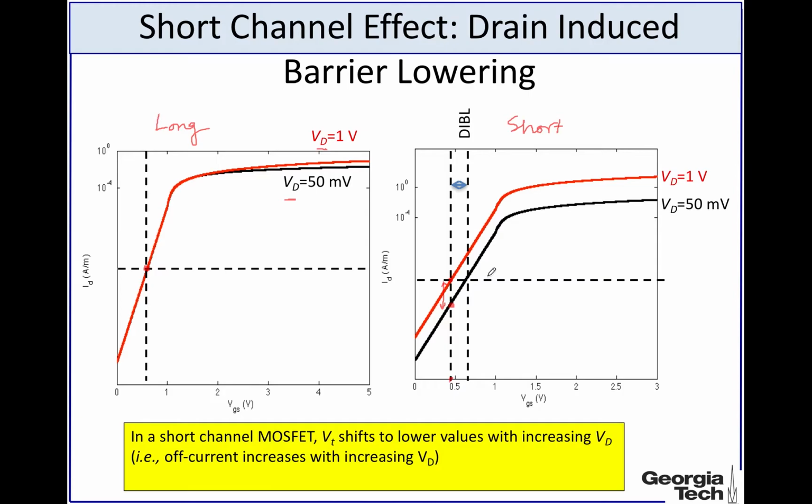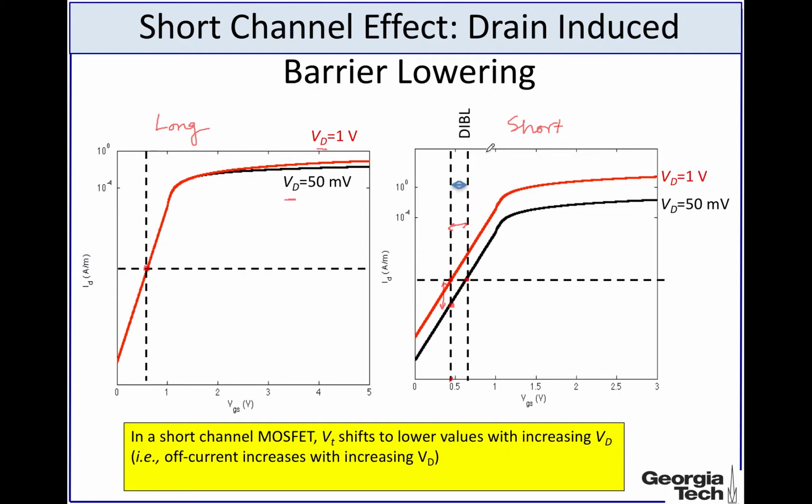You can also quantify this effect, called drain induced barrier lowering, by the shift of the threshold voltage. Say the threshold voltage is the gate voltage at which you get a certain amount of subthreshold current or off-state current. At 50 millivolts drain voltage, the threshold voltage is here, but when you have a drain voltage of 1 volt, the threshold voltage has decreased, and the amount by which it has decreased is a quantitative measure of this short channel effect called drain induced barrier lowering.